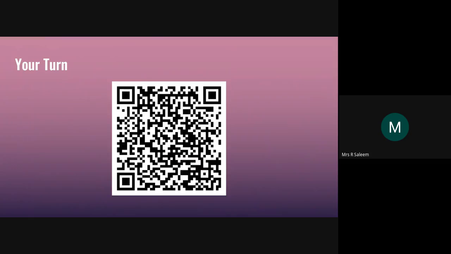Okay, so here's your turn. If you scan the QR code with your camera, you'll be able to access one of my escape rooms that you can try out.